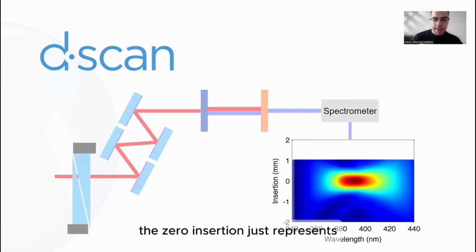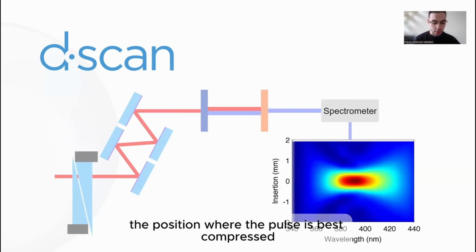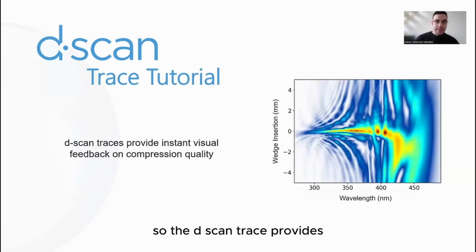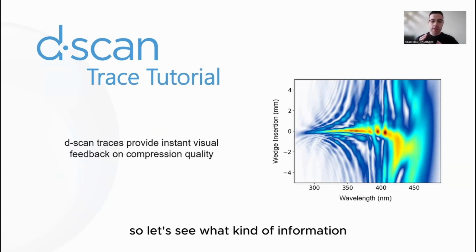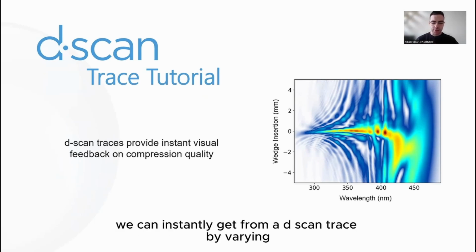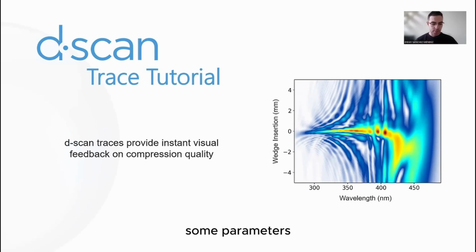Usually in these graphs, the zero insertion just represents the position where the pulse is best compressed. So the D-scan trace provides instant visual feedback on the compression quality. So let's see what kind of information we can instantly get from a D-scan trace by varying some parameters.